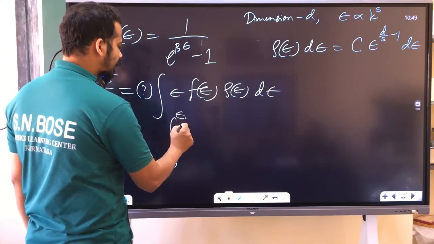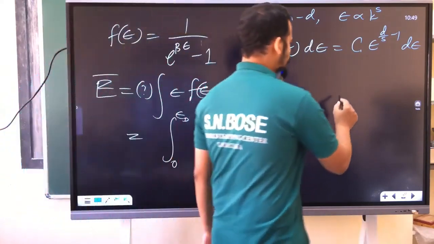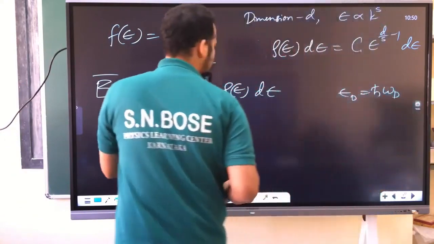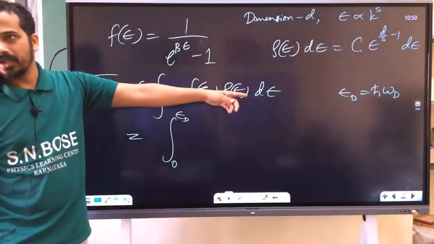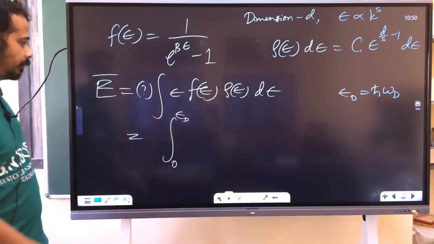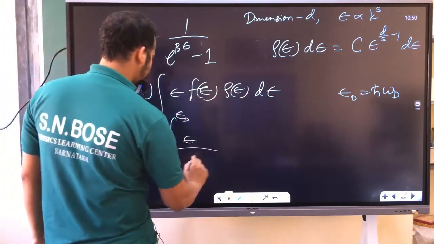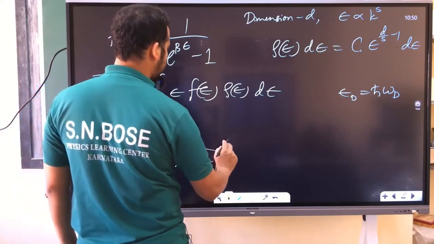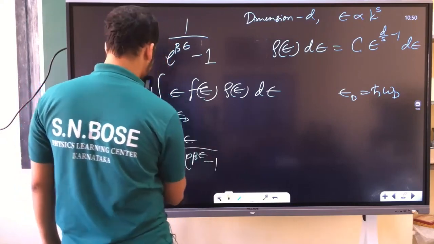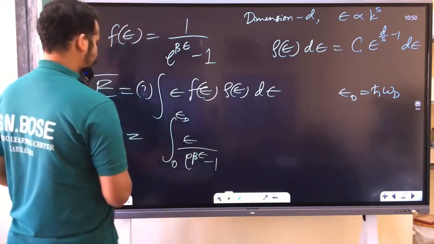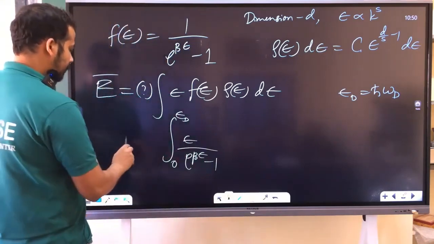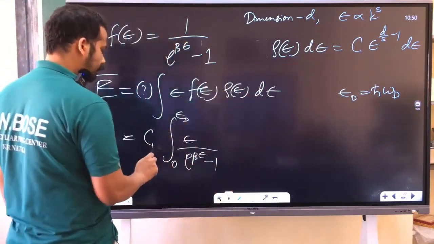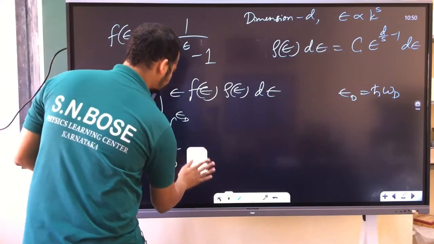0 to some E d. Can I write like this? E d is equal to h bar omega d. Because I have written in terms of energy. It doesn't matter whether you do the theory in terms of omega or energy. So then E into, what is f of e? 1 by e power beta e minus 1, into rho of e, which contains volume. You can take that one, whether volume or area or whatever. So constant comes outside.